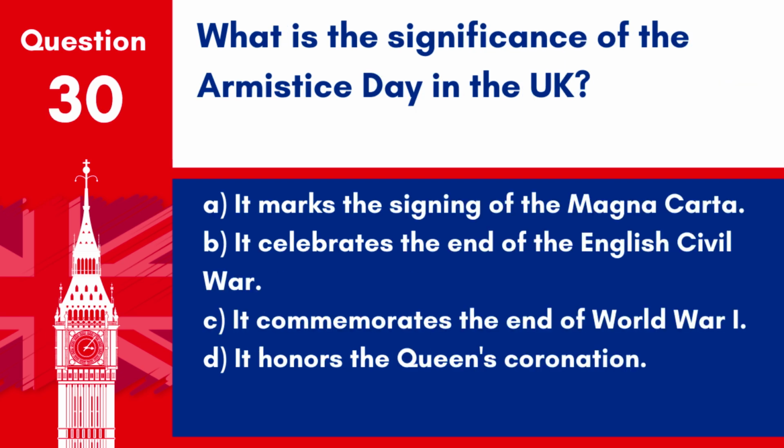Question 30. What is the significance of the Armistice Day in the UK? A. It marks the signing of the Magna Carta. B. It celebrates the end of the English Civil War. C. It commemorates the end of World War I. D. It honours the Queen's coronation.